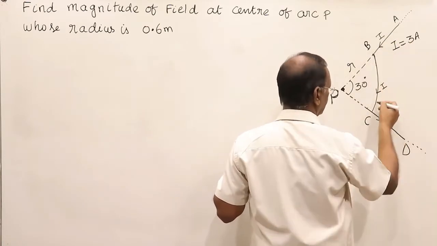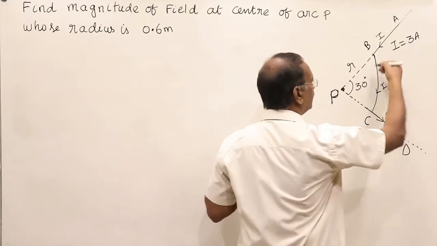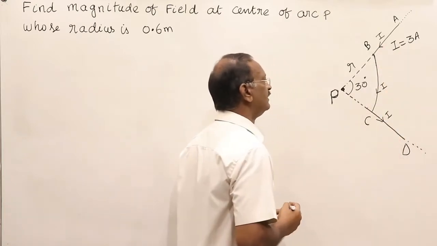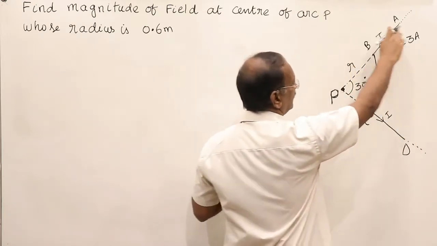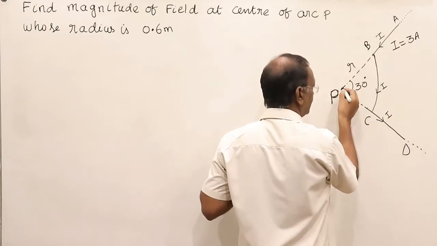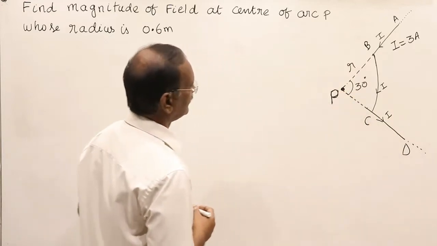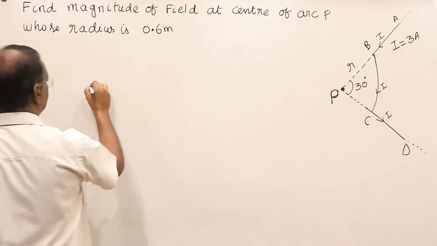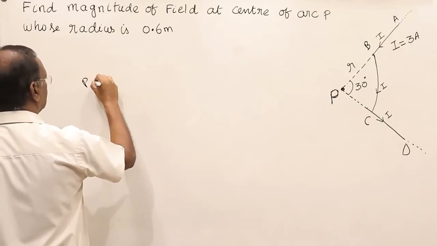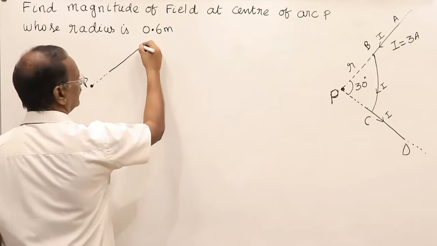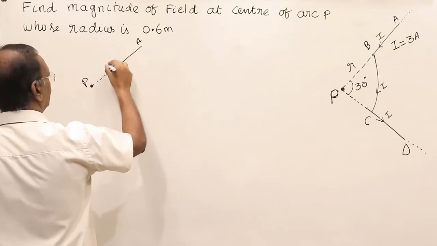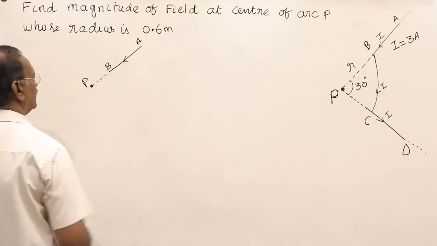Current is flowing like this, and the current flowing will produce a magnetic field at every point. Now we are interested to find out the field at the center of the arc. Let us say this is P. This is a point, that is A, B, in which current is flowing like this.